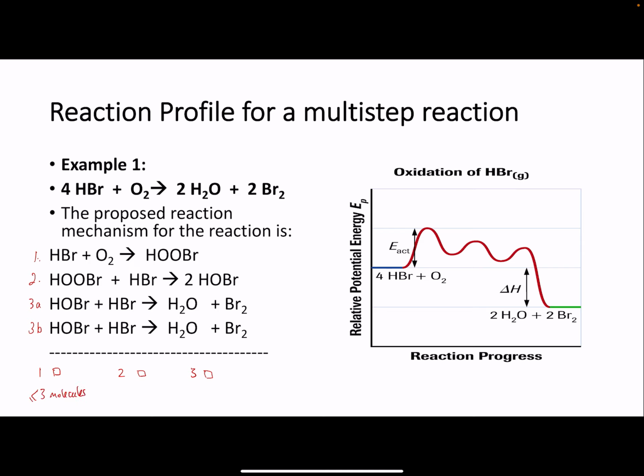Less than or equal to 3. So if we do a quick little checklist, there's 2 in the first, 2 in the second, 2 in the third, and 2 in the fourth. So we're okay there.